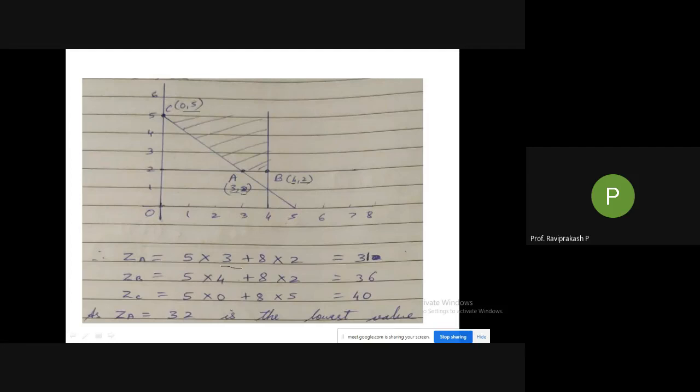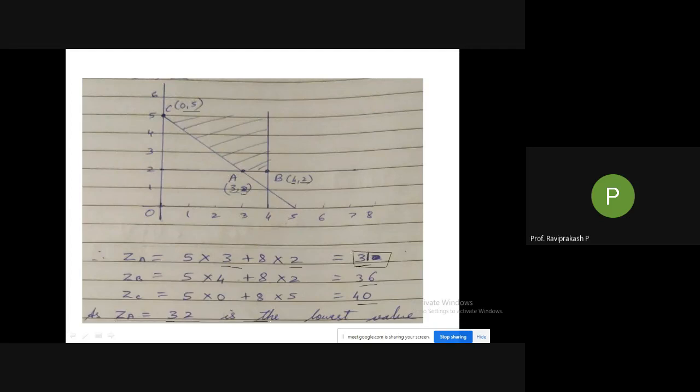I'm substituting 3 here and 2 here. Then I'm getting the value as 31. Then similarly doing for all the other things, I'm getting 36 and 40. So what is my objective function? It is minimization. So I need to consider point A. So that is what it is written.